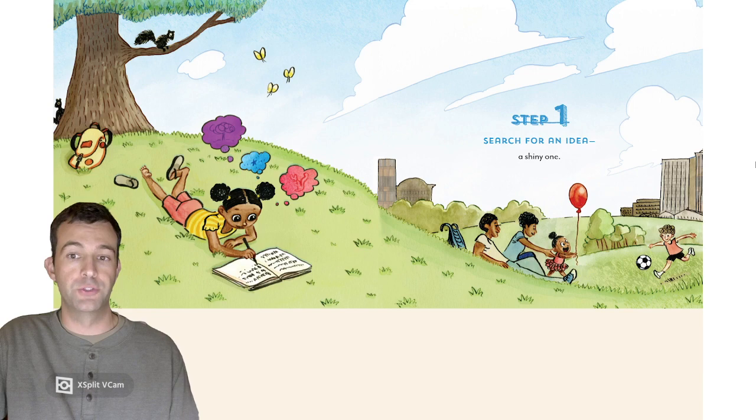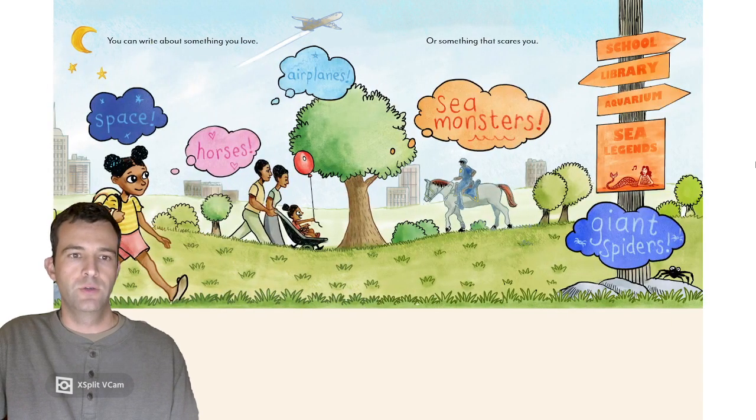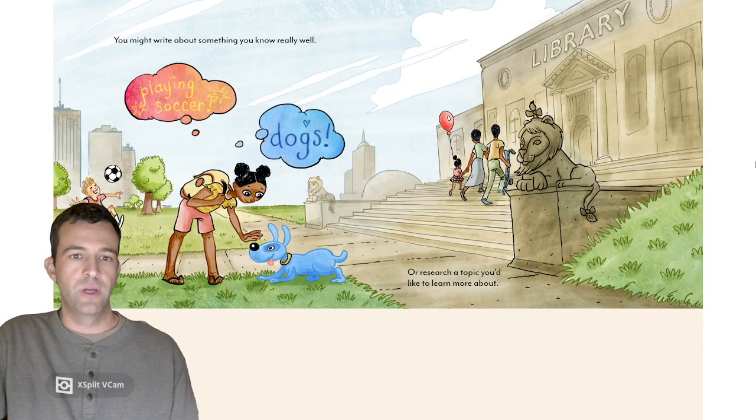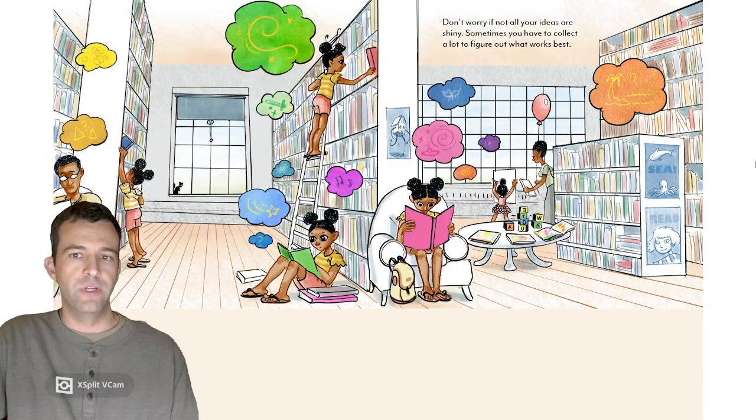Step 1. Search for an idea. A shiny one. You can write about something you love, like space, horses, airplanes, or something that scares you, like sea monsters or giant spiders. You might write about something you know really well, like playing soccer or dogs, or research a topic you'd like to learn more about. Don't worry if not all your ideas are shiny. Sometimes you have to collect a lot to figure out what works best.